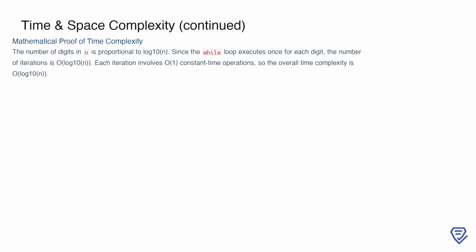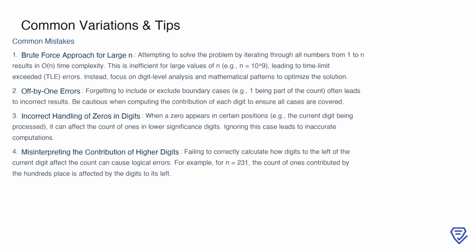This proof underscores the efficiency of the approach, as it directly ties the complexity to the number of digits in the input number rather than its magnitude. When solving this problem, there are a few common mistakes to watch out for. First, attempting a brute force approach where you iterate through all numbers from 1 to n is highly inefficient. This leads to an O(n) time complexity, which becomes impractical for large values of n, such as 10 to the power of 9. Instead, the key is to focus on digit-level analysis and leverage mathematical patterns to optimize your solution.